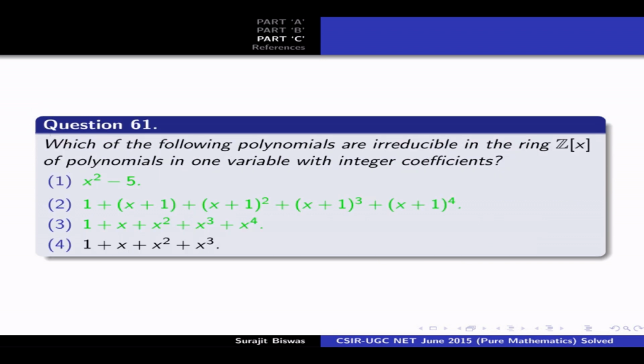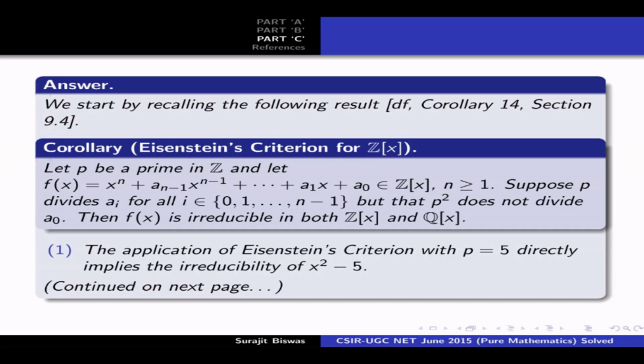Question 61. Which of the following polynomials are irreducible in the ring Z[x], polynomials in one variable with integer coefficients? The first one is x² − 5. Okay, so we start by recalling the following result. This is Corollary 14, Section 9.4 of Dummit and Foote. This is the Eisenstein criterion for Z[x]. We will use this criterion to verify the irreducibility of the given polynomials.